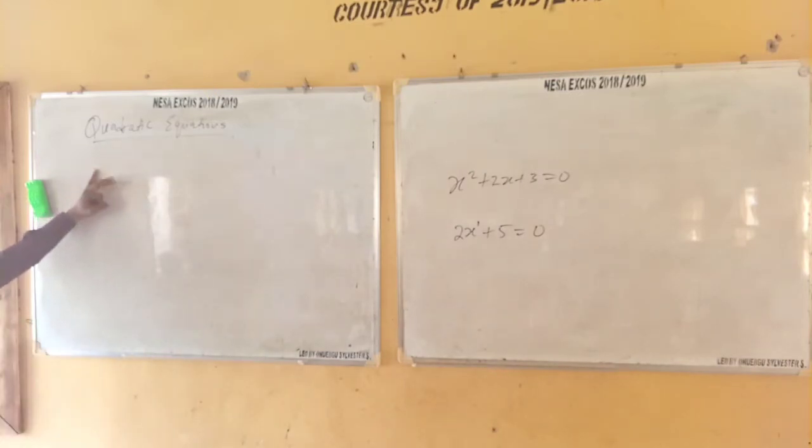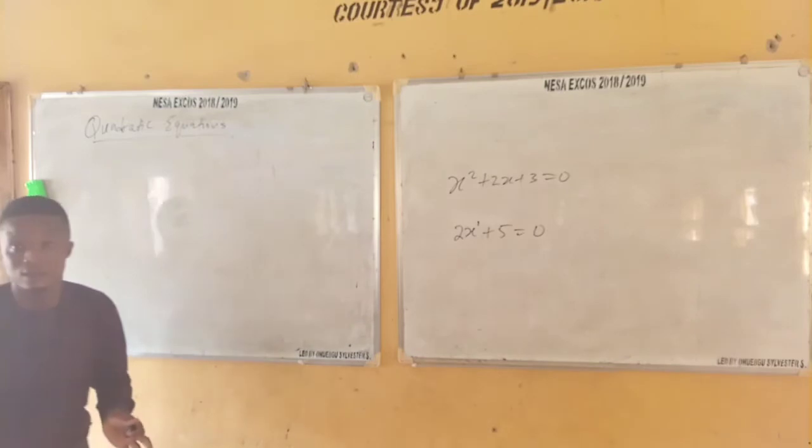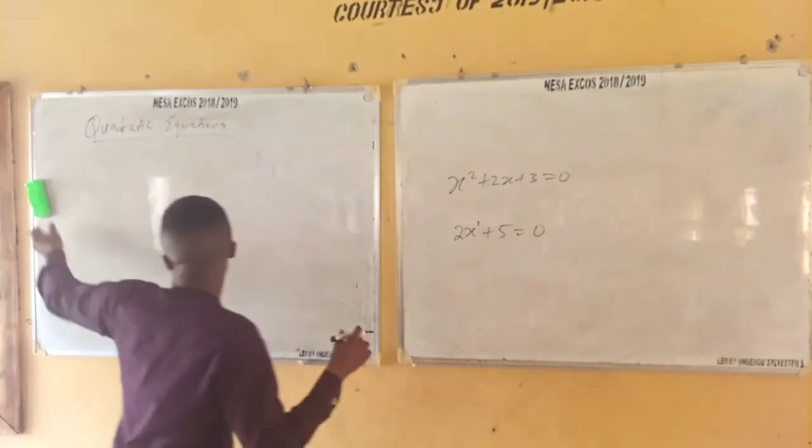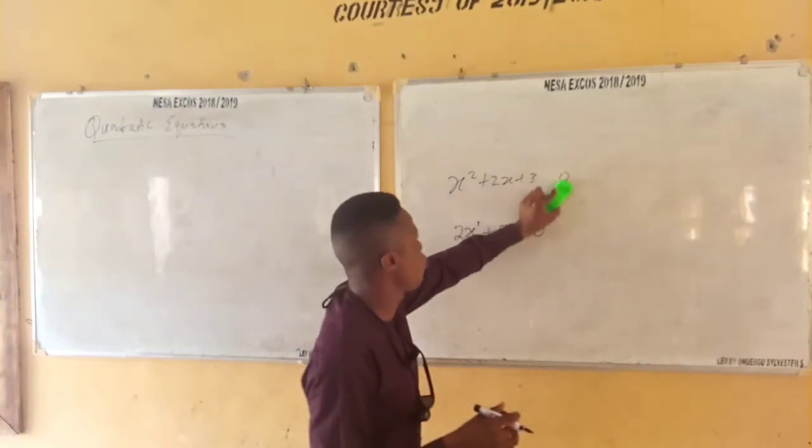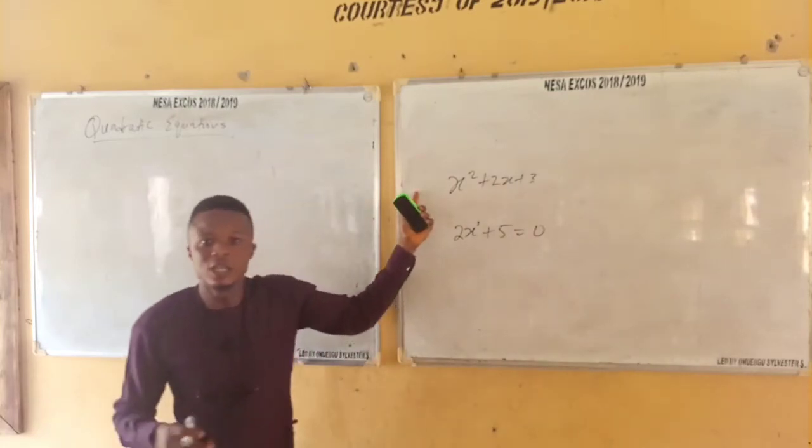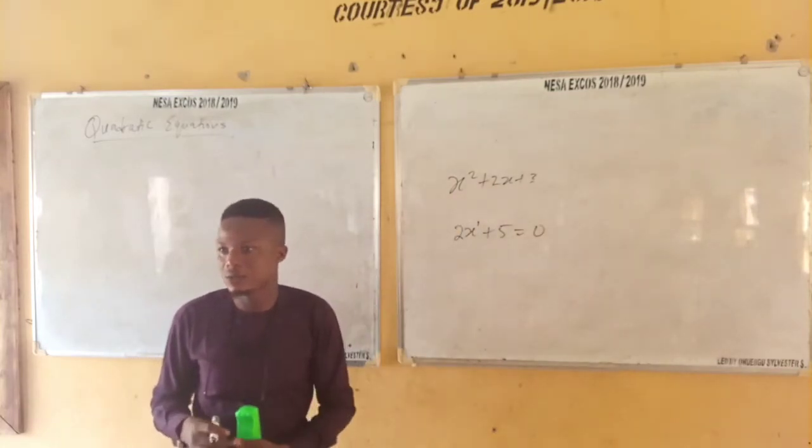So I want you to know the difference that exists between equation and expression. Equations and expressions are not the same thing. If I remove this equality sign now, this is no longer an equation. You cannot call this equation. It becomes what? An expression.